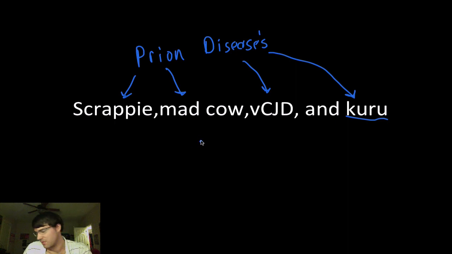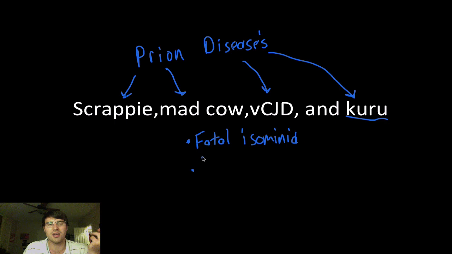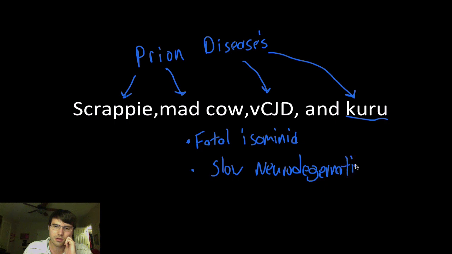What they all have in common, I guess, is that they all have very similar symptoms, such as fatal insomnia, uncontrollable bouts of laughter, incontinence, coordination disorders. So it does show the signs and symptoms of something that's affecting the brain, certainly, but they are thought to be slow neurodegenerative diseases. And this is, of course, a very broad term. All of these have different incubation periods and different times. So let's just go into talking about how they work.